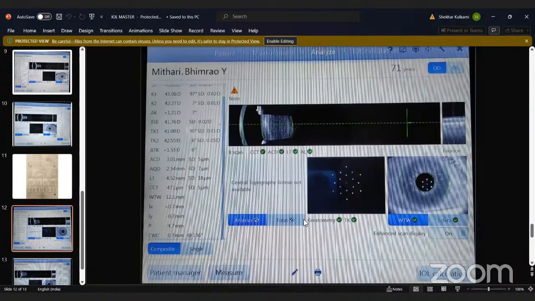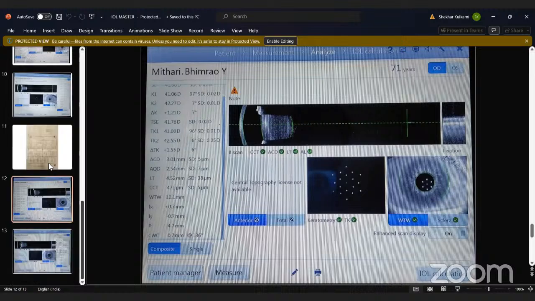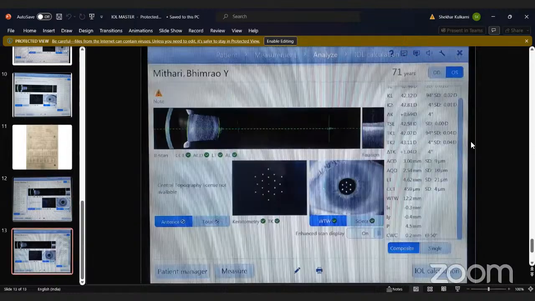There are different values here. Single values can be interpreted for a single eye, one eye, and you can also watch both eyes at the same time. This is the left eye. Okay, so here you check.